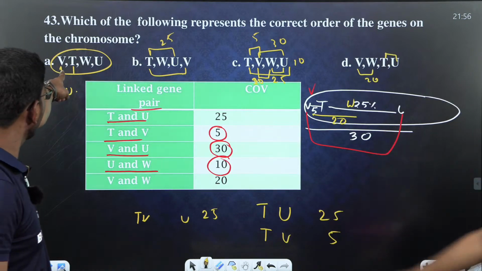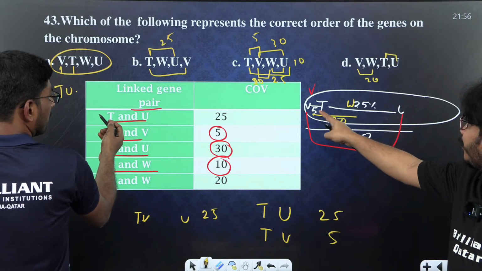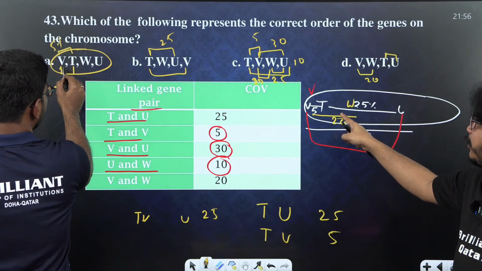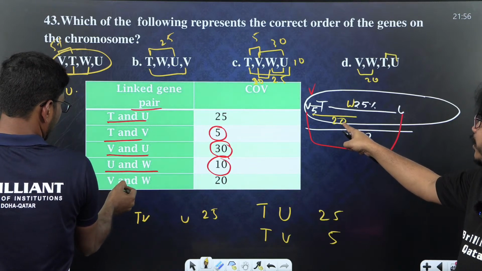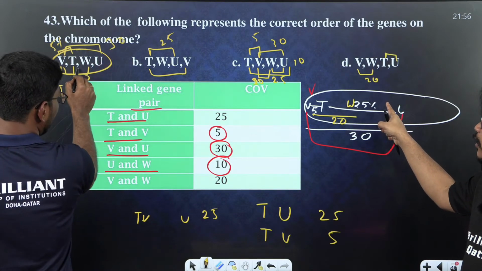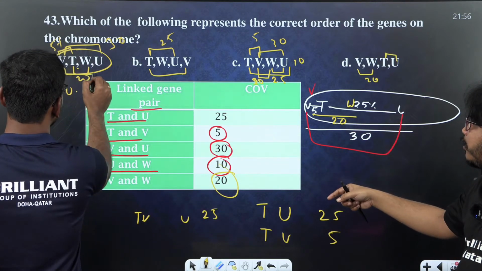Yeah, this is TV, correct actually. TV is how much? VTWU. TV it is 5. VW it will be 20. VU will be 30. TW is 20.